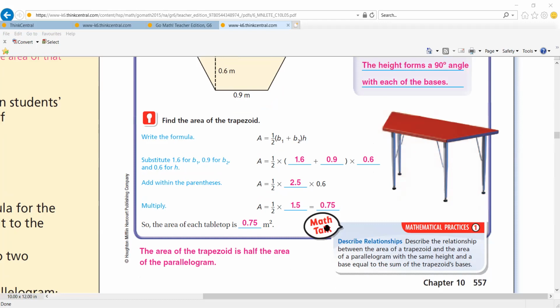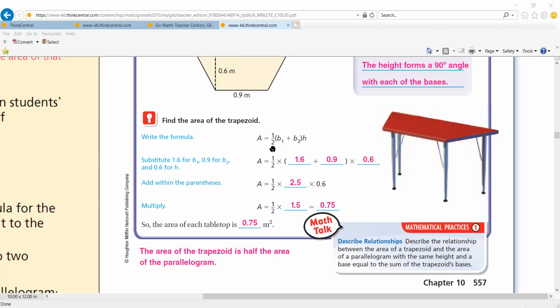557. Okay, thank you. Ghalia, just write it down, and then when I explain next, I'm sure you will understand. It's the same way to find the area of a trapezoid. You will add B1 plus B2, multiply with the height, and multiply with half. Okay. You did it before. Okay, Miss.